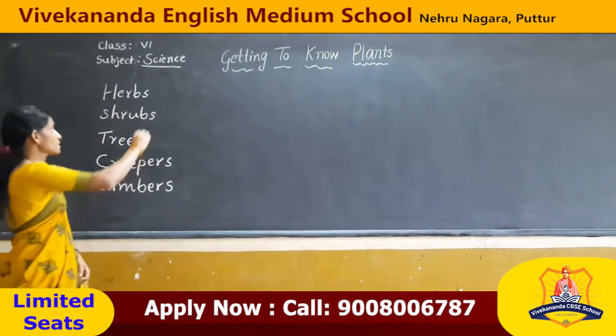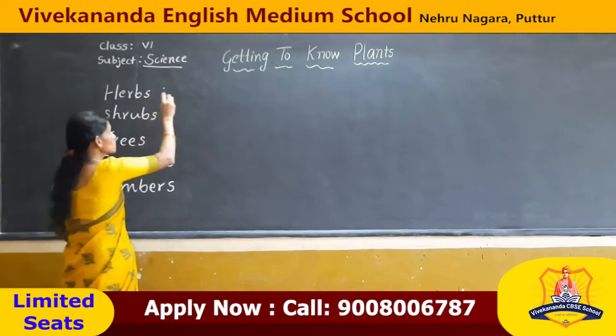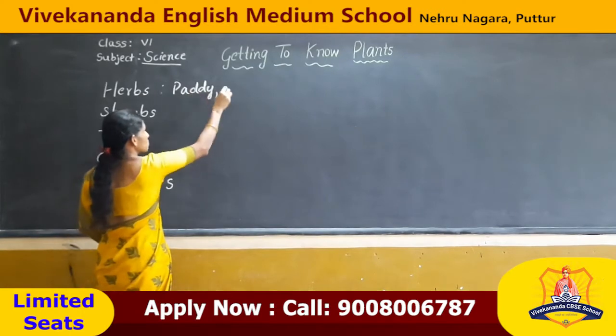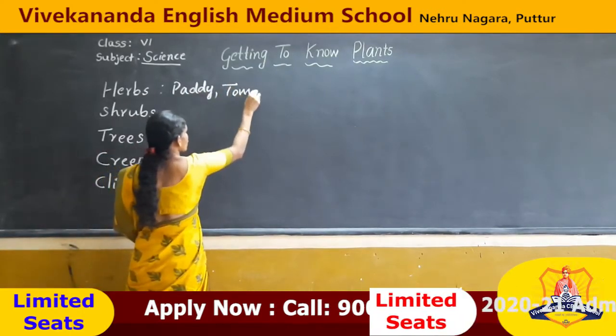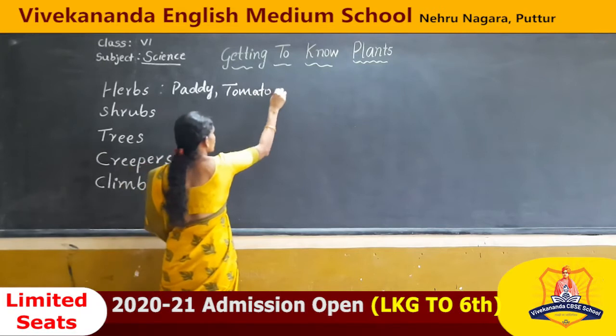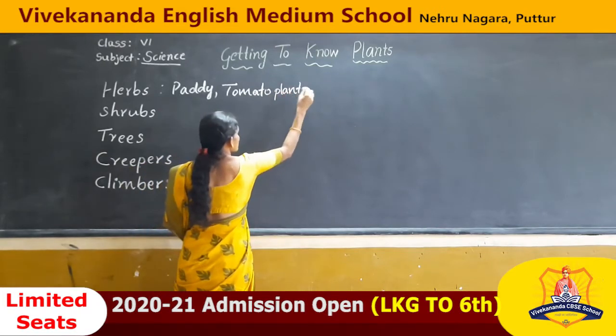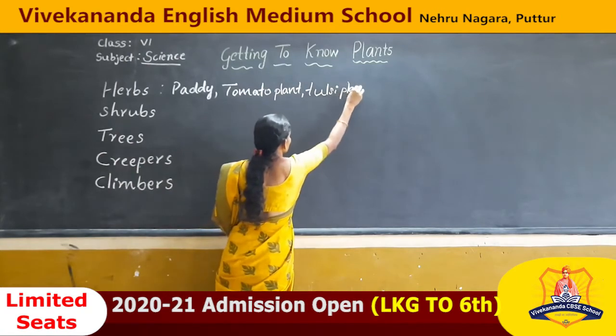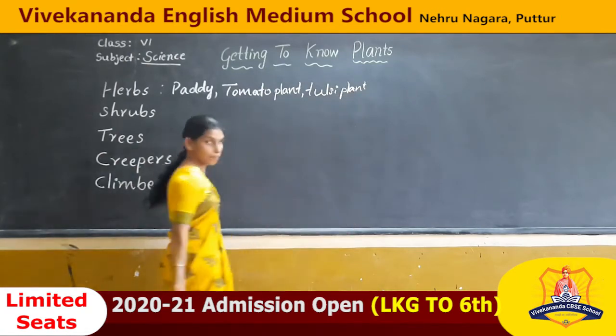Now let us write some examples for the herbs. Paddy plant, tomato plant and tulsi plant.